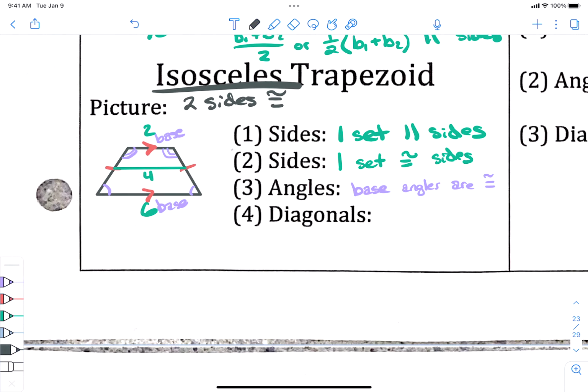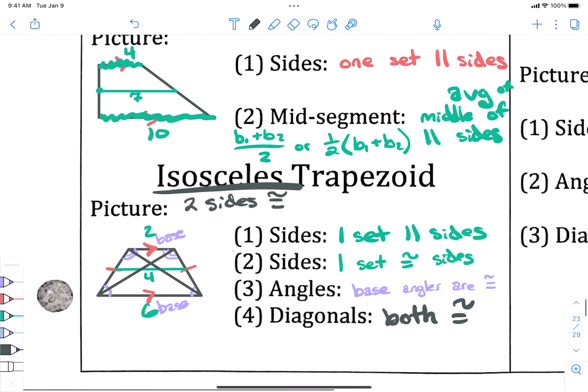And then let's talk diagonals. So let's go from here to here and from here to here. Are they equal? Yeah, they are. Both are congruent. Now, is that true for a regular old trapezoid like this one? Like from here to here and from here to here. Are those the same length? No. One's obviously longer than the other one. But if it's isosceles, then both of the diagonals are going to be the same length.